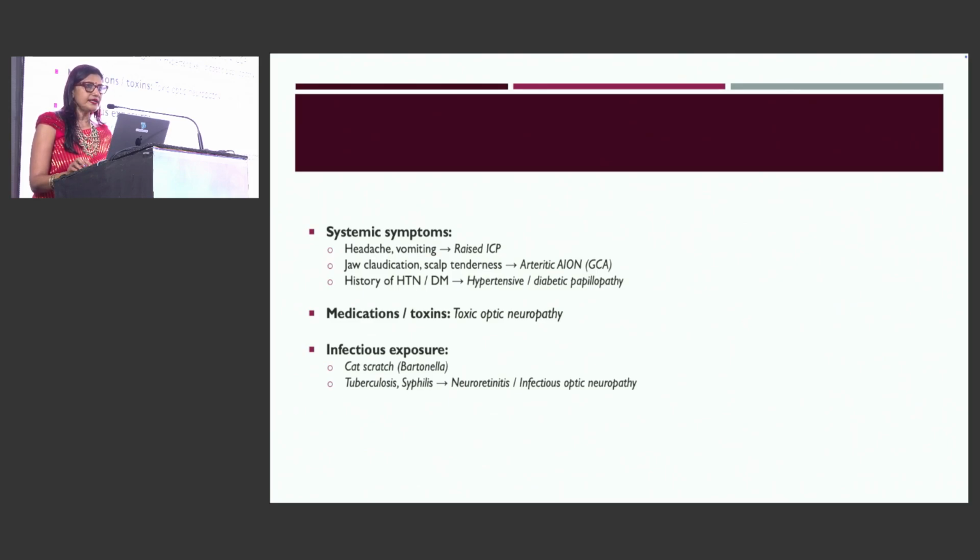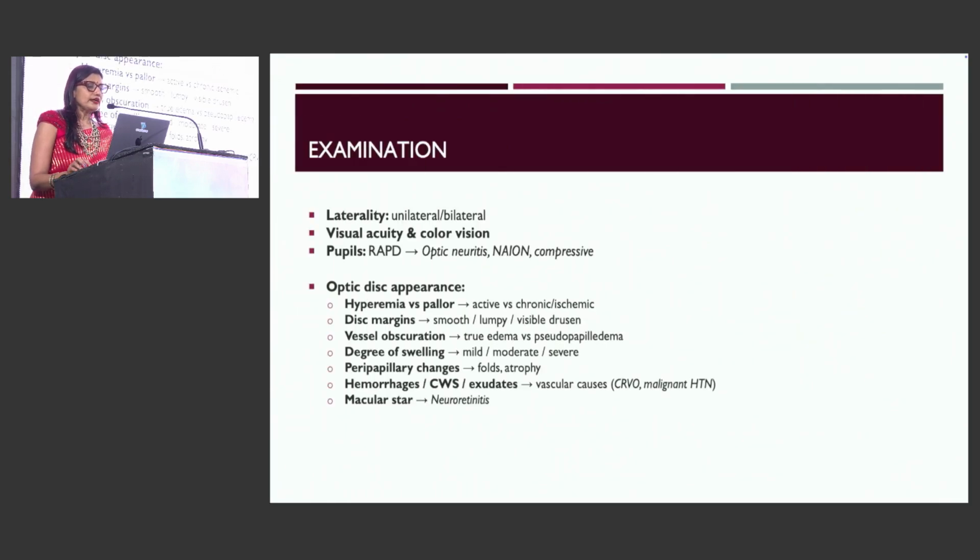Once you have examined, you can use this part of the history retrospectively also. So in your examination, you're going to look at the laterality first. You're looking at visual acuity and color vision. You're looking at presence of RAPD.